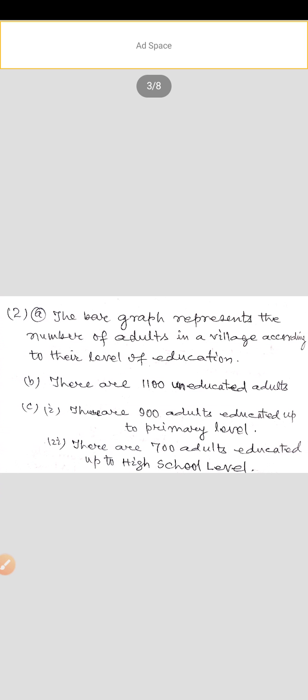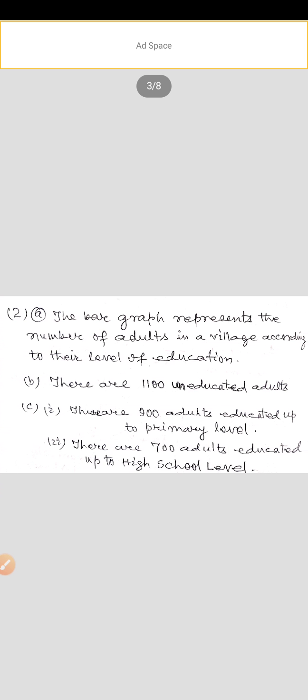Question B, how many uneducated adults are there? Look at the first bar in the given figure, uneducated. The height of this uneducated rectangle is 1100. So there are 1100 uneducated adults.